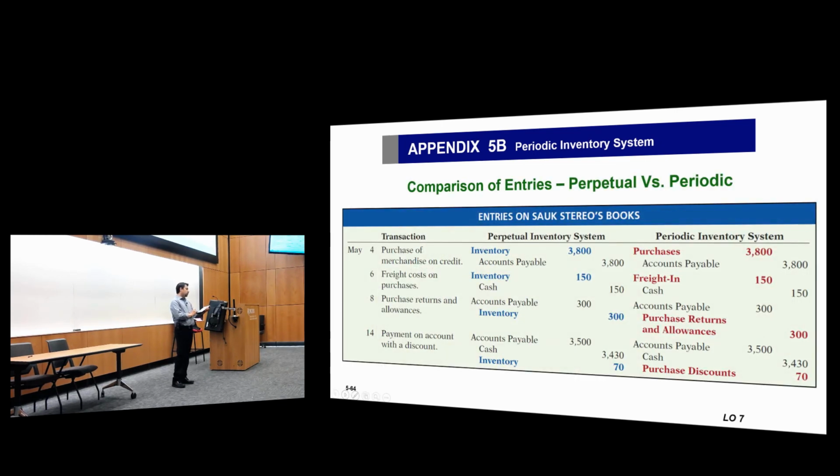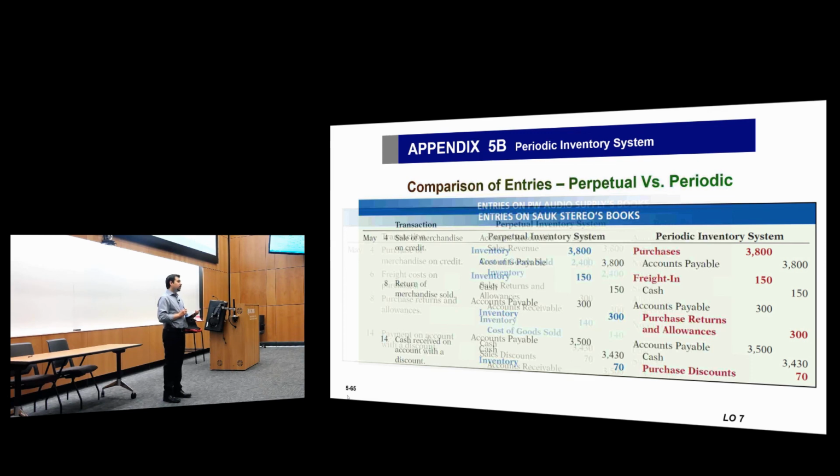Okay? Now, this slide shows you the differences between the two systems. Under the perpetual system, when we purchased merchandise, we debited inventory and credited accounts payable. This is the summary of the two systems. Whereas compared to that one, we have purchases, freight in, purchase returns and allowances, and purchase discounts. Using the perpetual system, it was always inventory.